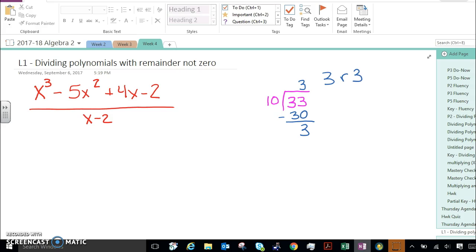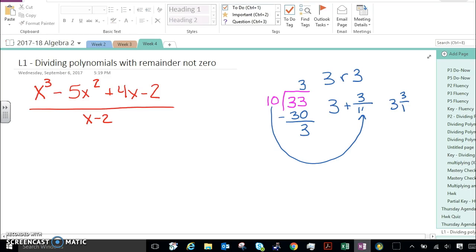Well, it also can be written as 3 plus that remainder of 3 over what I divided by, 10, or 3 and 3/10. But really what we had is 3 plus our remainder divided by what we call the divisor. And the divisor is what we've divided by, 10. So that's going to be important in our next problem.